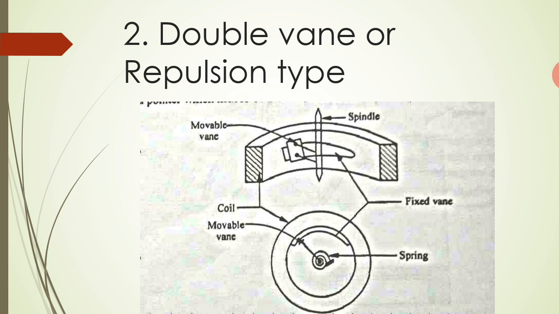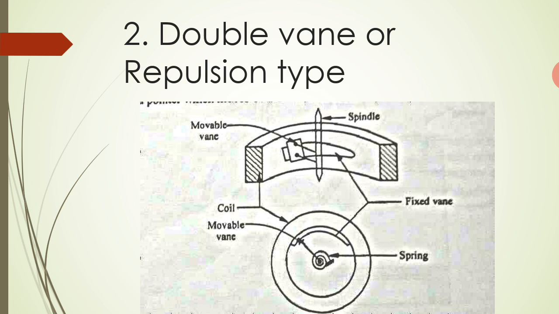When the current to be measured is passed through the fixed coil, it sets up its own magnetic field which magnetizes the two rods or vanes with the same polarity, so they repel one another, with the result that the pointer is deflected against the controlling torque of spring or gravity. The force of repulsion is approximately proportional to the square of the current passing through the coil.